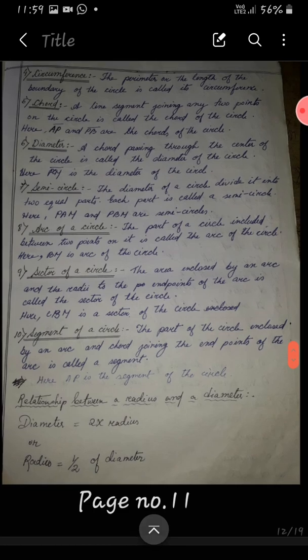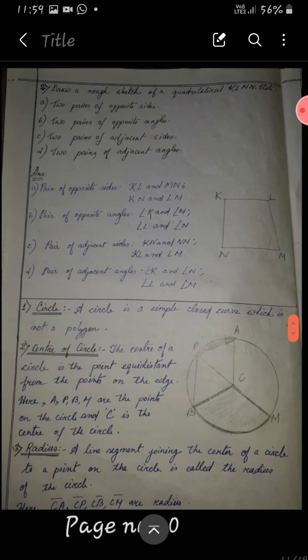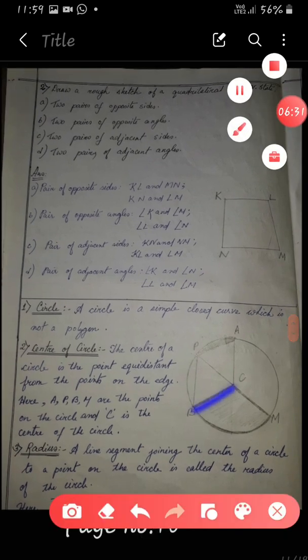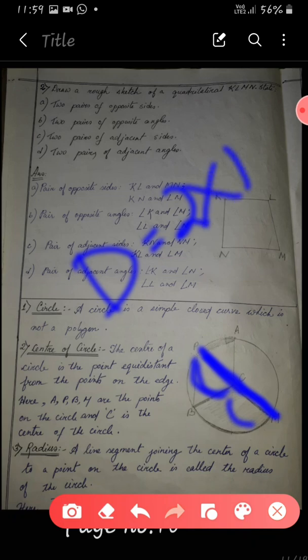From the figure we will know it better, you see. You can see that PC is a radius, and this PCM is a diameter. So from here we came to know that this PC is half of this PCM. That means the diameter is 2 times PC when joined together. So the diameter is 2 times the radius.